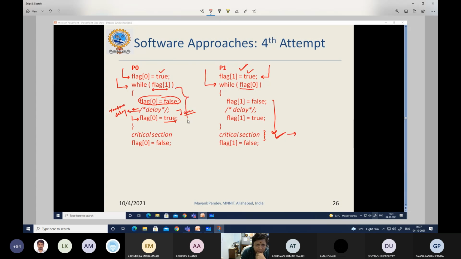So this while loop will keep on executing: false, delay, true, false, delay, true. Later on, when P1's critical section is complete, flag 1 will be false. Then P0 gets a chance, and P0 can enter into the critical section. Any comments?